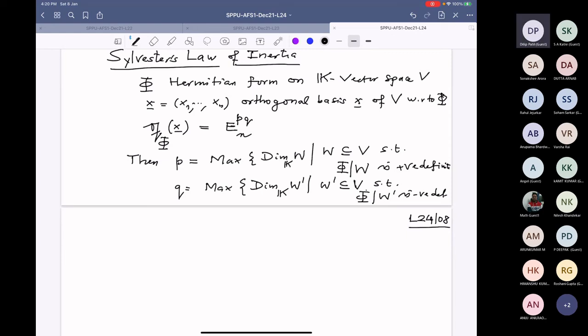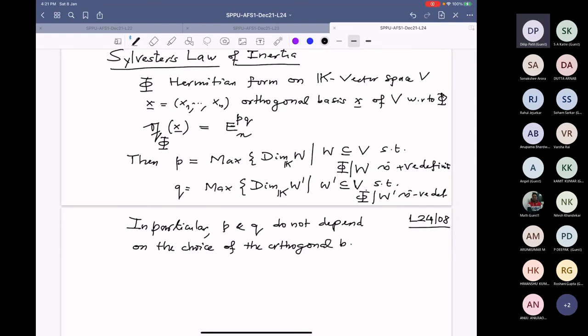In particular, what I want to say is that P and Q do not depend on the special choice of the orthogonal basis that one chooses. So let me record in particular: P and Q do not depend on the choice of the orthogonal basis X of V.